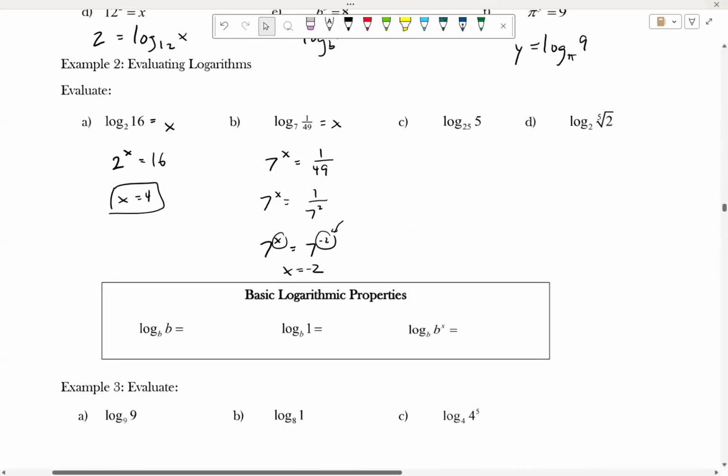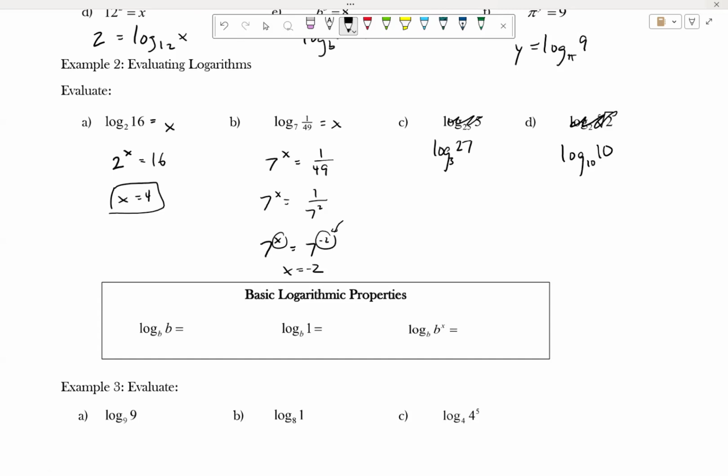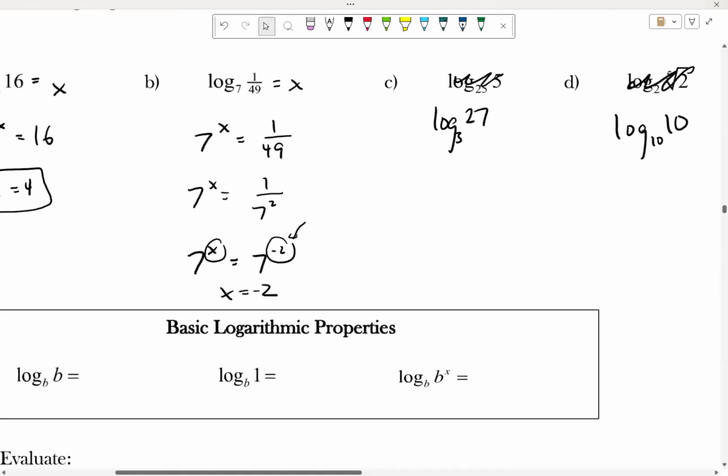I'm going to change some of these. Good question. Let's do these two. I'll talk about how to do it with your calculator after these two. So C and D, try them.